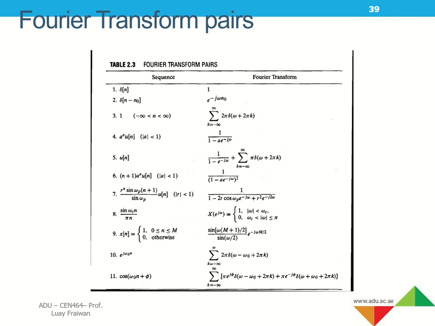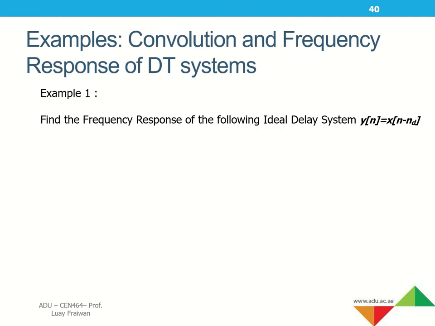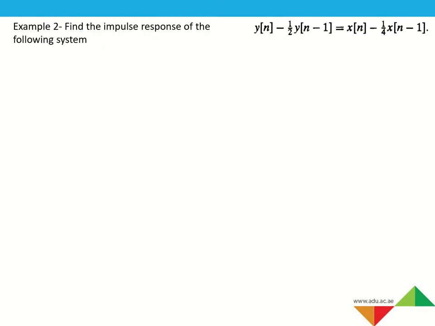General Fourier transform pairs: if you have an impulse, its Fourier transform will be 1. If you have a shifted impulse, its Fourier transform will be this. Likewise for the unit step, the exponential signal, and so on. These are the general table. By using this table we can solve the difference equation examples, which we will solve in the live session.